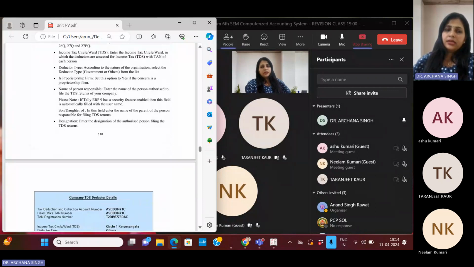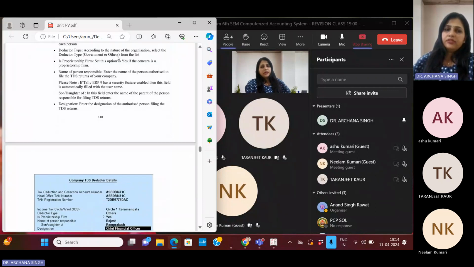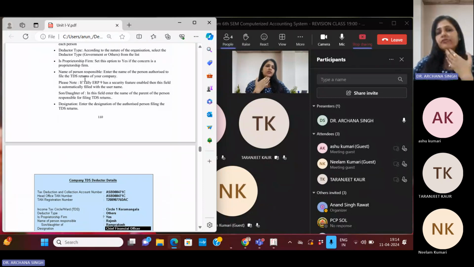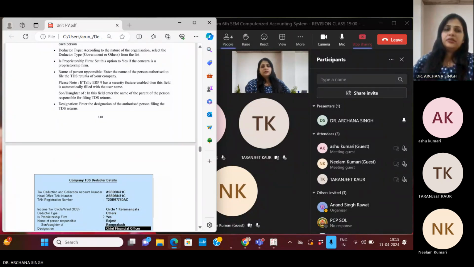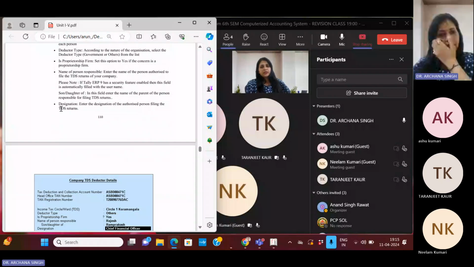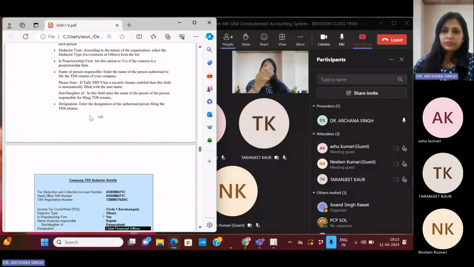Then name of the person responsible, like I have said, enter the name of the person who is authorized to file the TDS returns of your company. तो जो भी TDS return आपकी कंपनी का फाइल कर रहा है person, that person details you have to enter there. Then please note Tally Prime has a security feature enabled, that username. Okay. Then son or daughter of, in this field enter the name of the parent of the person responsible for filing the TDS. जो भी TDS रिटर्न फाइल कर रहा है तो उसका जो डेजिग्नेशन है, that also you have to mention.